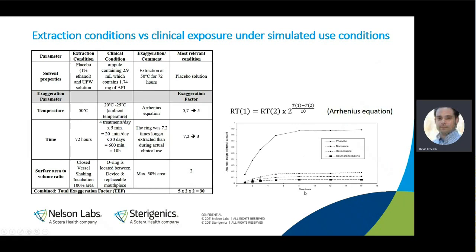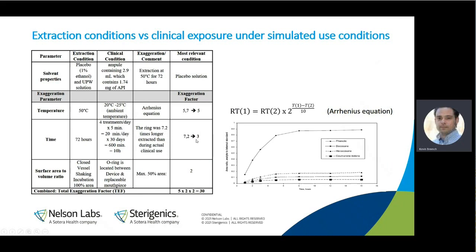Going into the lower time periods, because in the end, we have to assess how much is exposed to a patient in a day. So it's 20 minutes. So here, it's reasonable to argue it will be a lot less than after 72 hours. So it's always a little bit of a risk assessment, which you have to justify. And we took an exaggeration factor of 3.